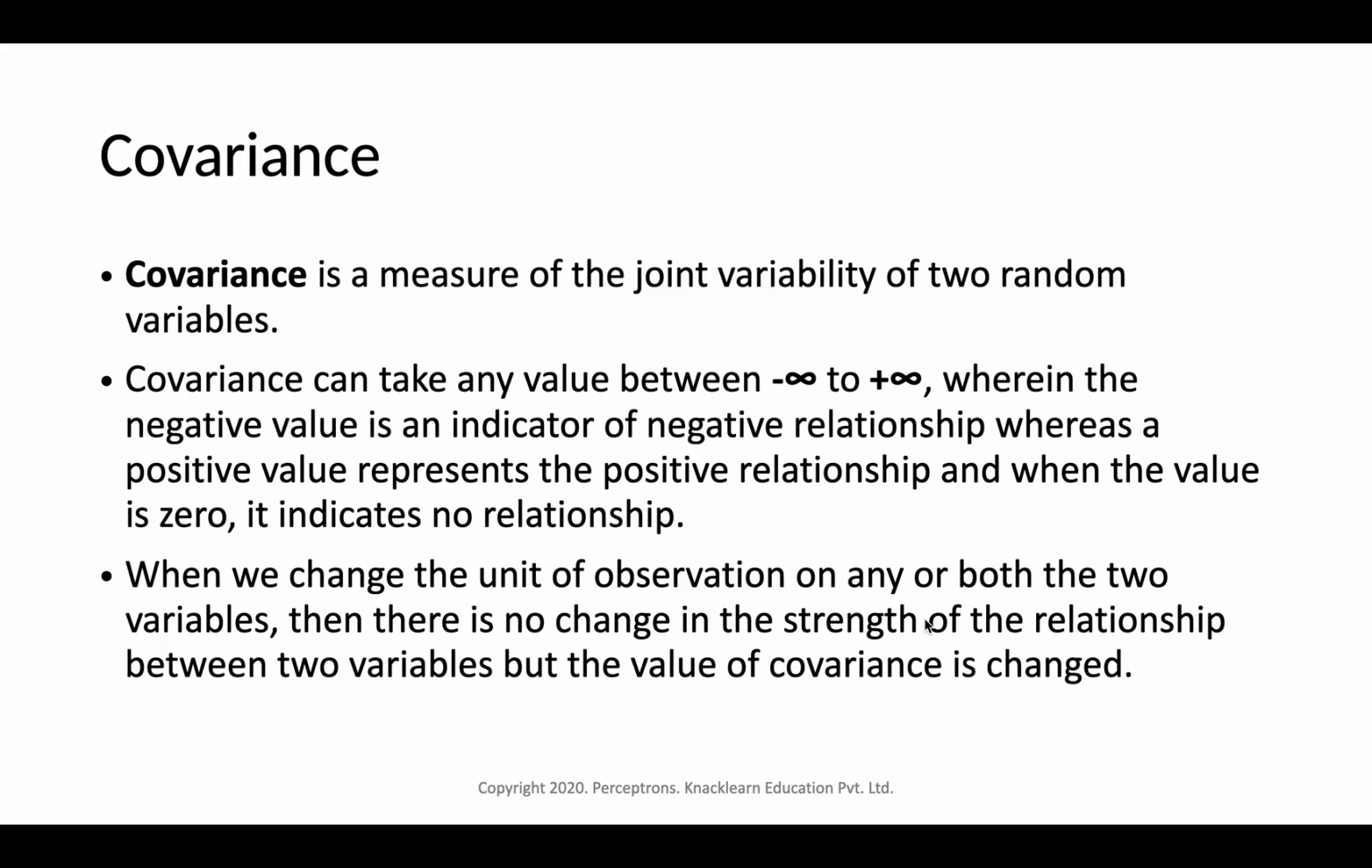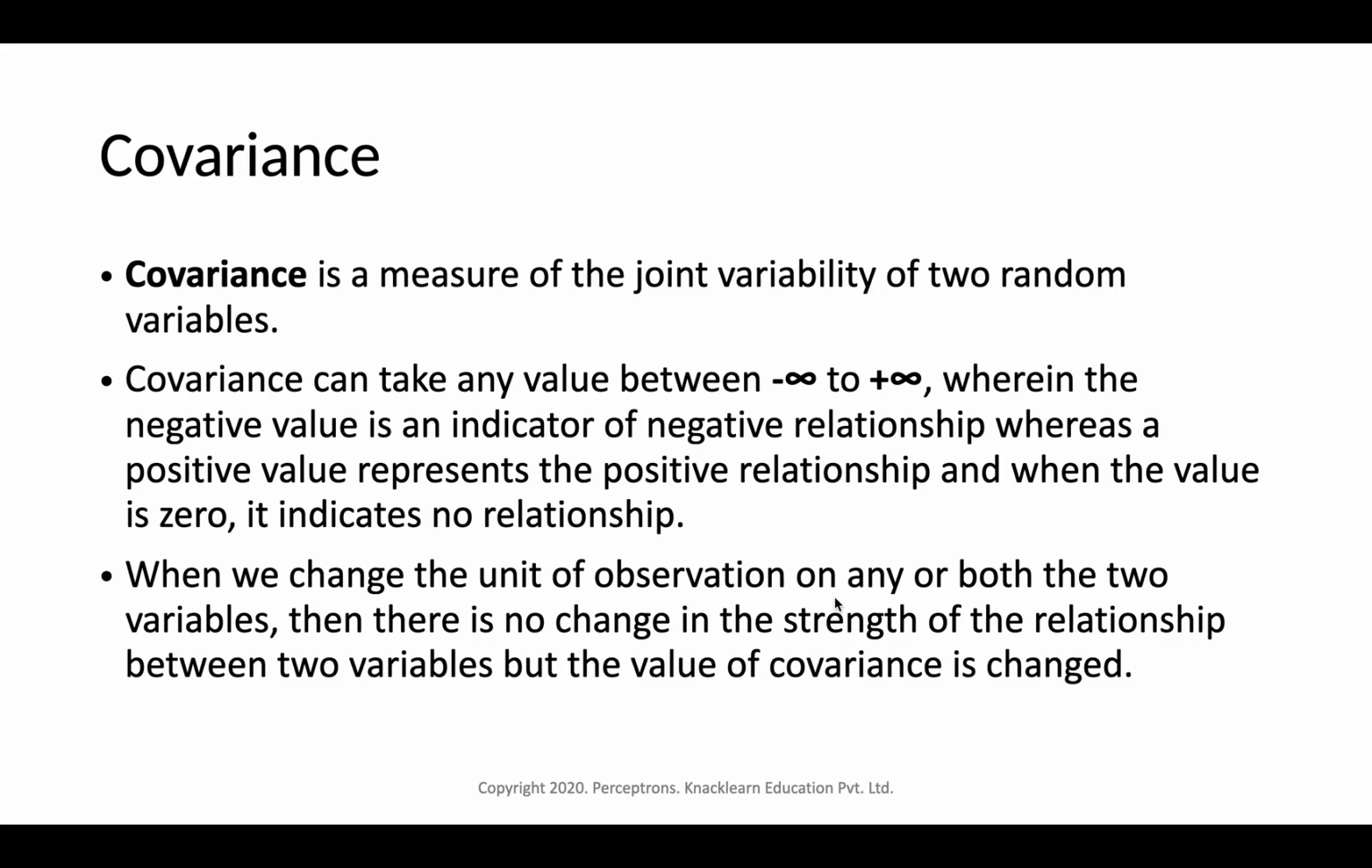So when we change the unit of observation on any or both of the variables, there is no change in the strength of the relationship between the two variables, but the value of the covariance is changed. Suppose both the variables are in a unit gram. When we check the covariance, we'll get the strength of the relationship with respect to grams.